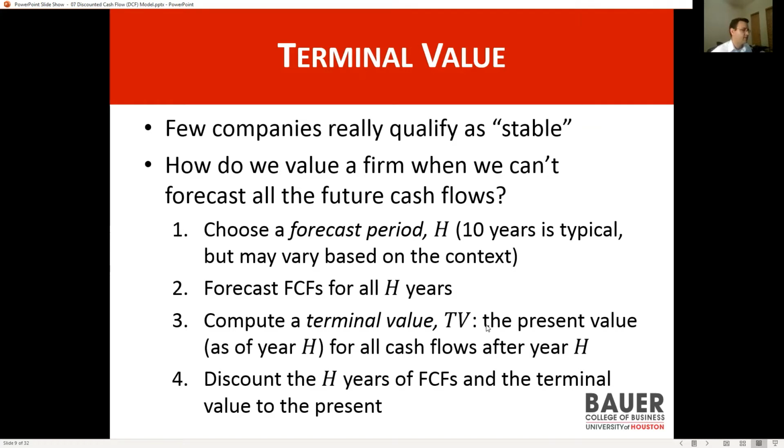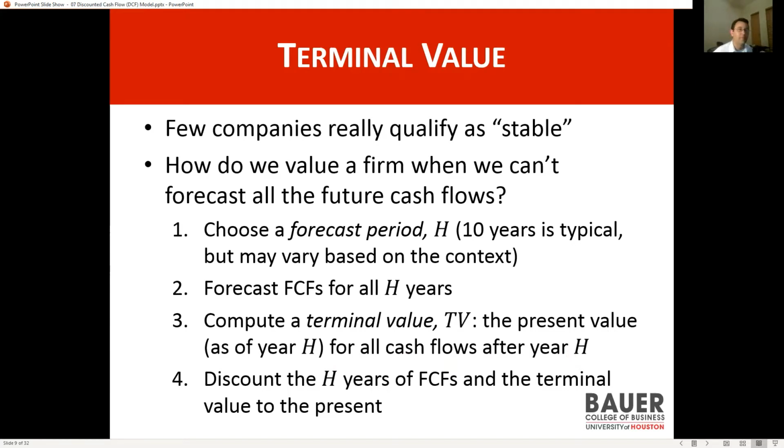The kind of clunky definition here is: the terminal value is the present value sitting in year H. So it's the year H value. It's at the very end of your horizon. It's the value of all the cash flows that occur after year H.